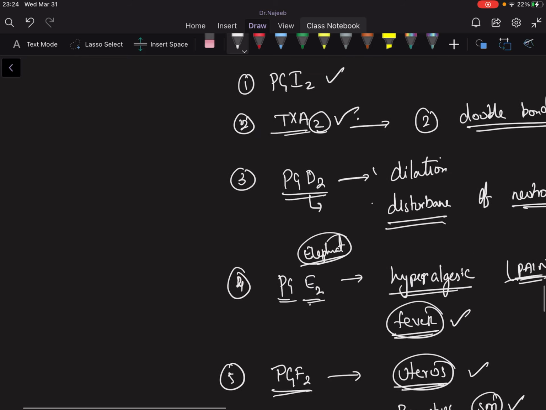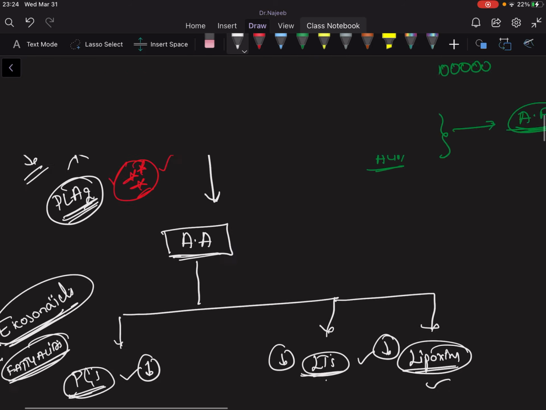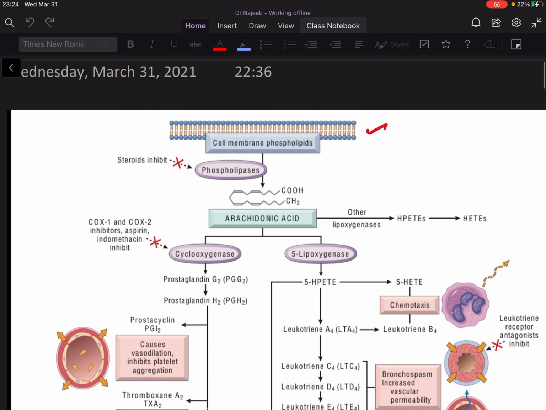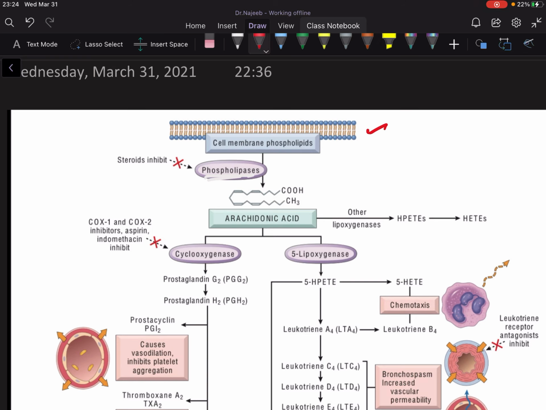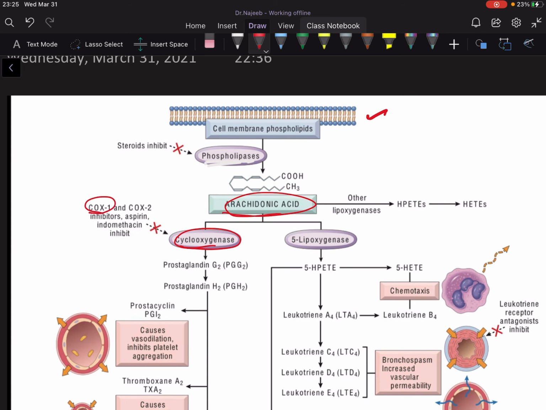prostaglandin synthesis. Now we will take a look at the diagrams. Here are the phospholipids. In the presence of phospholipases, they are converted into arachidonic acid. If the pathway is activated by cyclooxygenase, I already told you about the cyclooxygenase 1 and cyclooxygenase 2 pathways. Here it is not mentioned. We can inhibit this cyclooxygenase by aspirin, indomethacin.